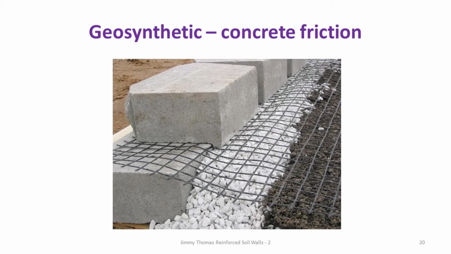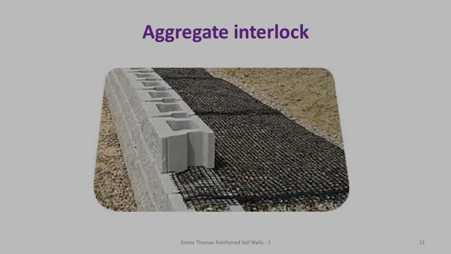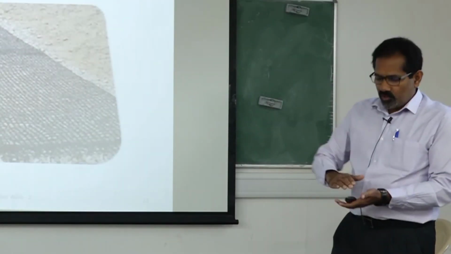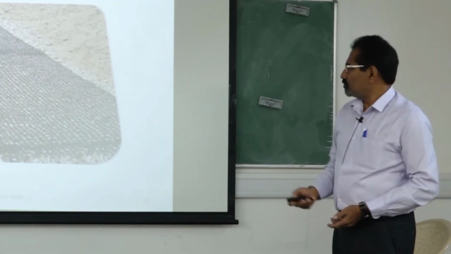One is geosynthetic concrete friction. This is more or less concrete surface against concrete surface, so the geosynthetic is put between that. Only here you can see a lip, so the geosynthetic goes slightly down. When you try to pull out, it may give slightly more resistance. Then you can see these hollows, which will be filled with aggregate. So when the normal force comes from the aggregate, it develops a good amount of friction.